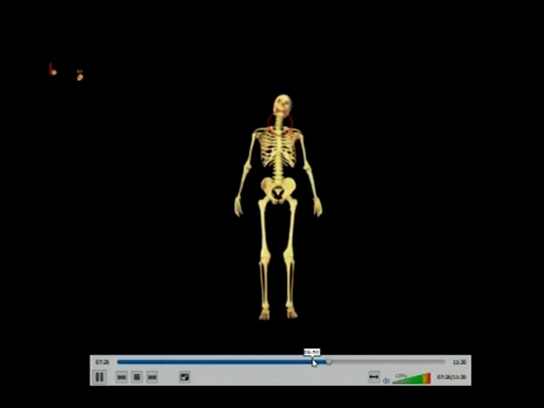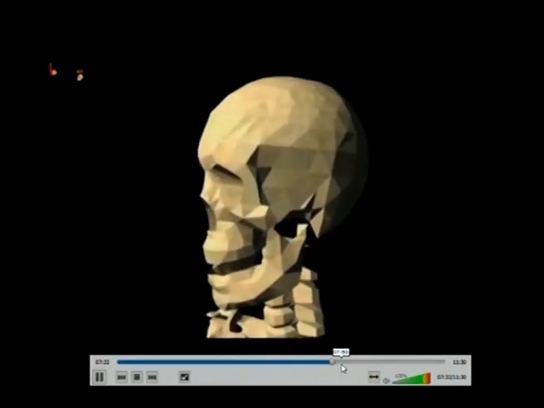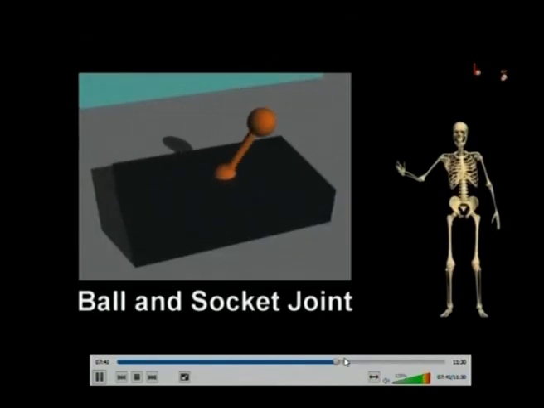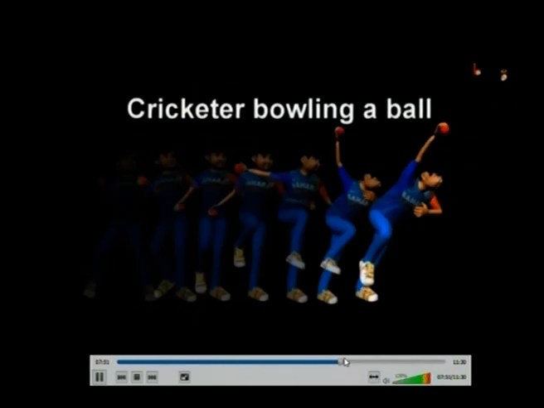Let us know about the different kinds of joints in our body. They are fixed and movable joints. Fixed joints are present in our skull and upper jaw. Movable joints are of four types. This is the ball and socket joint. Observe the movement, children. Where is this joint present? In our shoulders. A cricketer can bowl a ball by using this type of joint.